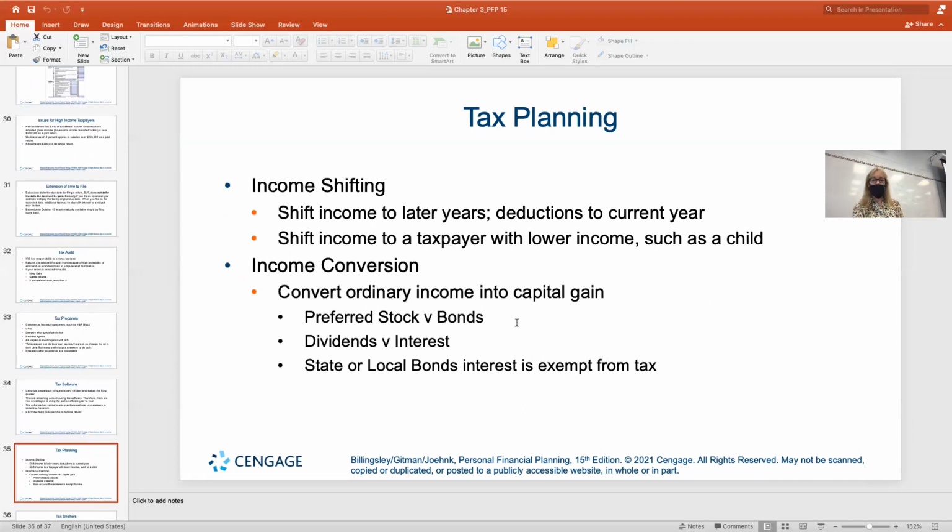Okay, income shifting. This is what we're talking about, like with a traditional IRA, where you get the deduction now and you're shifting that income to your later years when you're supposedly in a lower tax bracket.